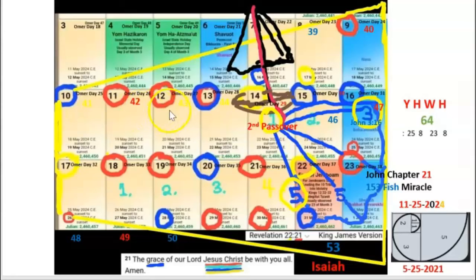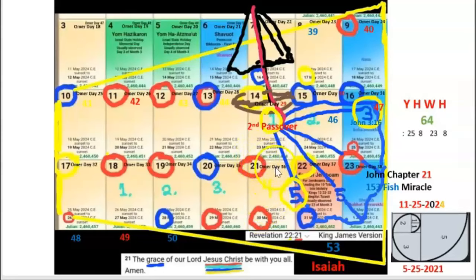Okay, let me go back. So you got 26 Omer day. You got 1, 2, 3, and that lands on second Passover. But also down here, for May 26, 2024, you got 1, 2, 3. It lands on the 29th of May, which, again, 29 equals resurrection, okay? And then the 30th means blood testimony, or Jesus Christ's blood sacrifice.